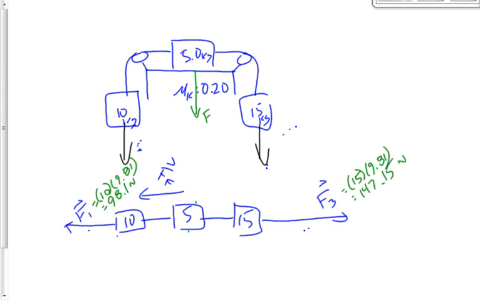147.15 newtons. Are you sure? Okay, 147.15 newtons. Now, friction is going to be mu times the normal force, which is going to be 0.20 times, what mass do I use here? M times G, right, is the normal force here. But what mass am I going to use here, Tyler? Is it 10, 5, 15, or some kind of combination? 5, good. That gives me 9.81 newtons.